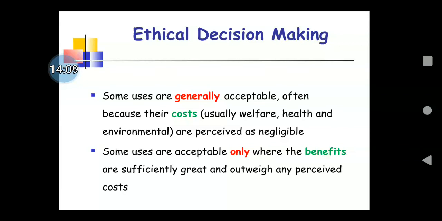Ethical decision making. Some uses are generally acceptable, often because their costs, usually welfare, health, and environmental, are perceived as negligible. Some uses are acceptable only where the benefits are sufficiently great and outweigh any perceived cost.